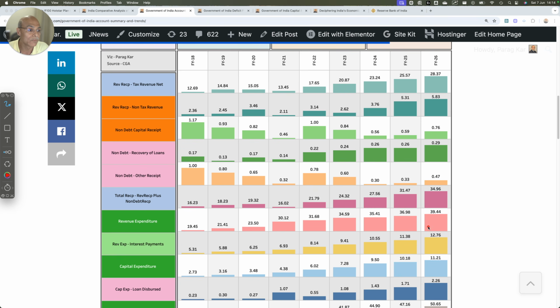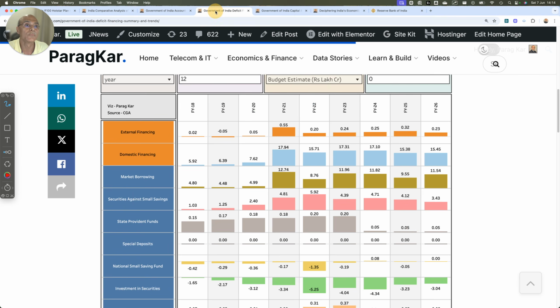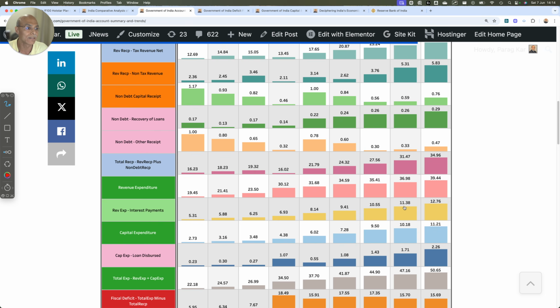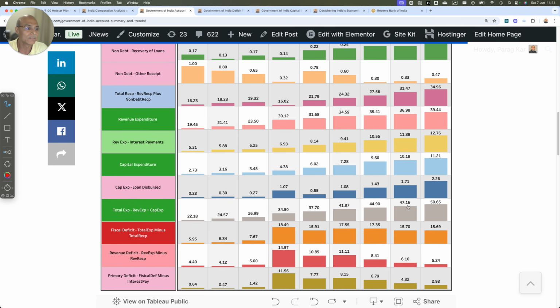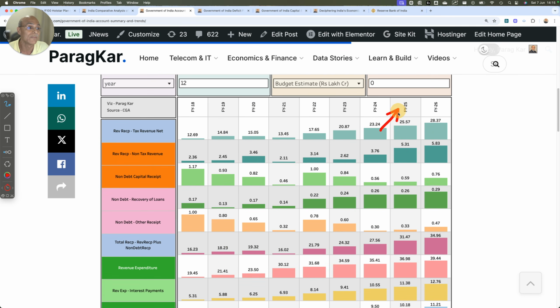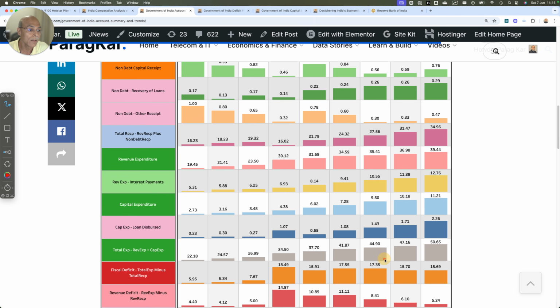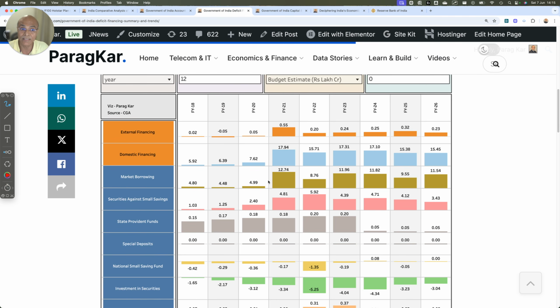So government is worried to bring this interest payment down, and there is a sizable proportion of this interest payment because of short-term loans. So I'll show you how the government deficit is financed. Now, if you look at here, you'll find that the overall deficit of government is going down. It was 17.55, then 35, then 15.7. Now it is 15.69. Not very significantly down from what we had in FY25.